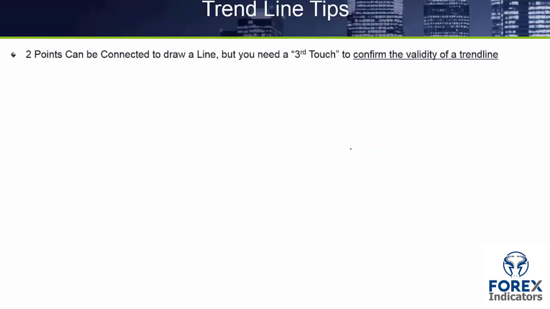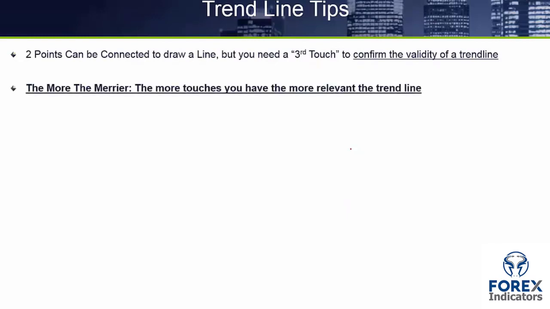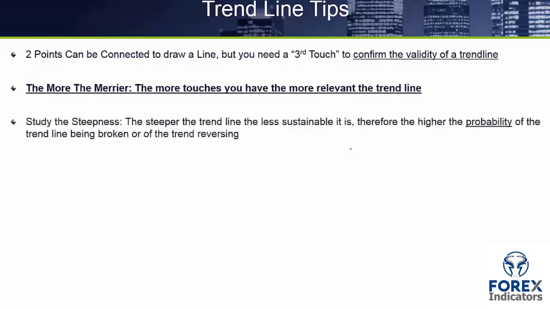So generally, here's some tips. Two points can be connected to draw a line, but you need a third touch to confirm the validity of a trend line. The more touches you have, the more relevant that trend line. You also want to learn to study the steepness of the trend line. Okay, so if you've got a really, really steep trend line, the market is then moving very, very fast, but unfortunately the probability is that it won't last for very long. So you can use it for short-term gains, but the probability is that eventually it will break and go back to a more sort of normal trend line.